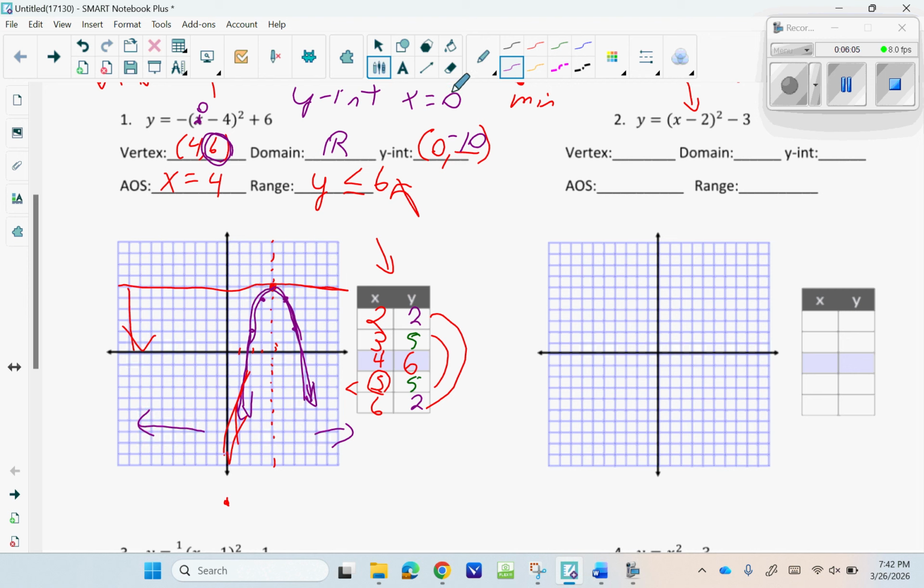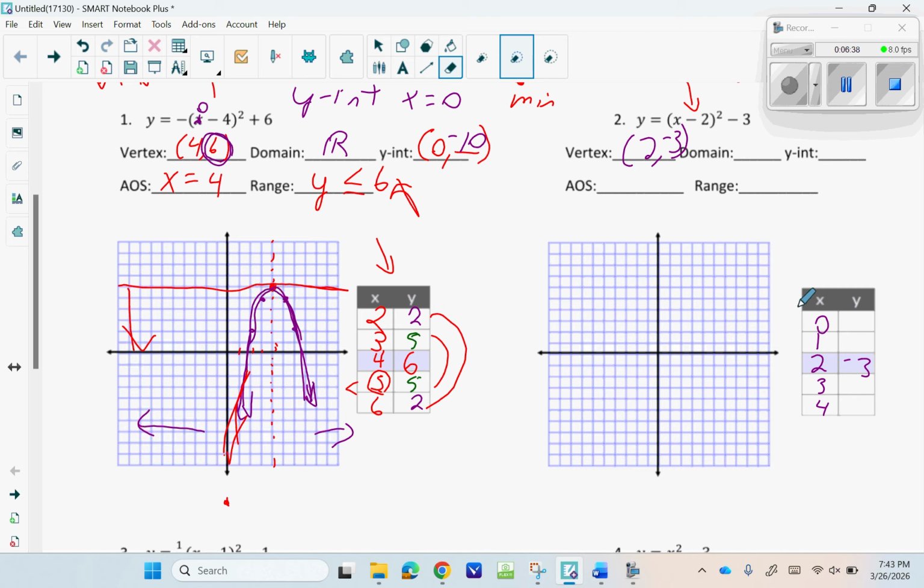Okay, I think we've answered all the questions. We've done our graph. Let's go ahead and do another one. So our vertex here is going to be (2, -3), and I'm going to put that down here, (2, -3). And then I'm going to work around my x values. So this is 3, 4, this is 1, this is 0. And this is nice because I can tell that I already have my y-intercept there.